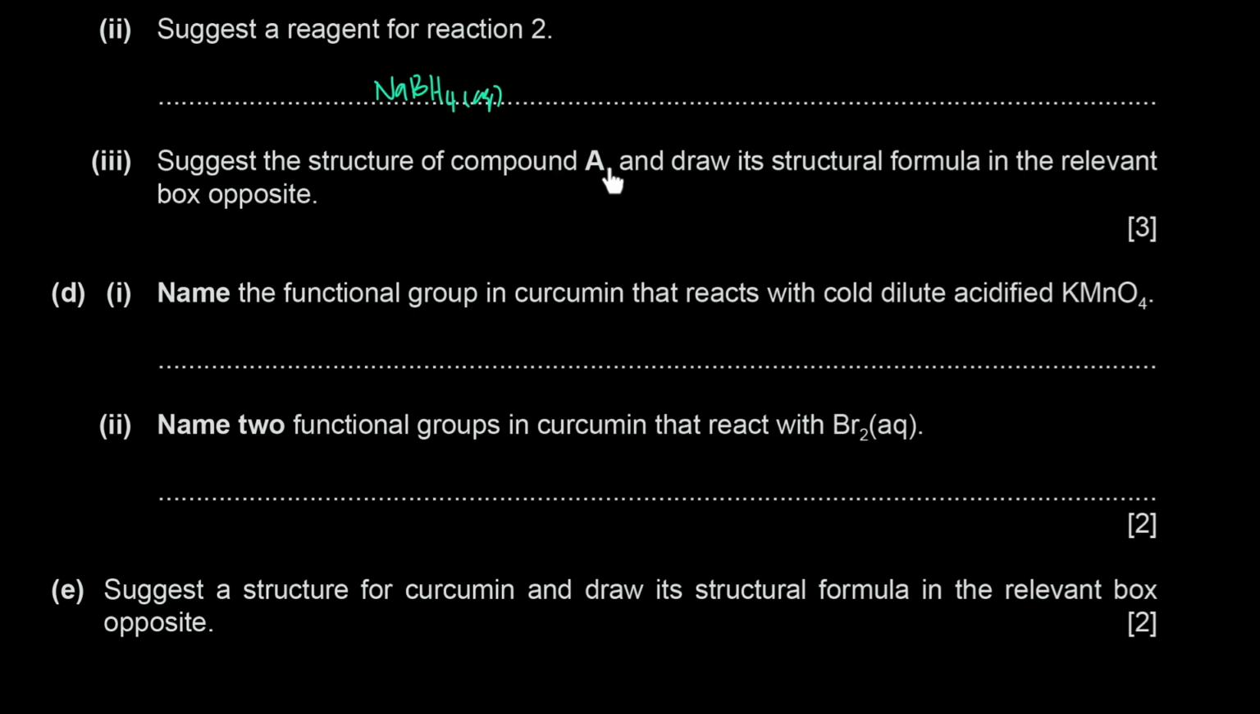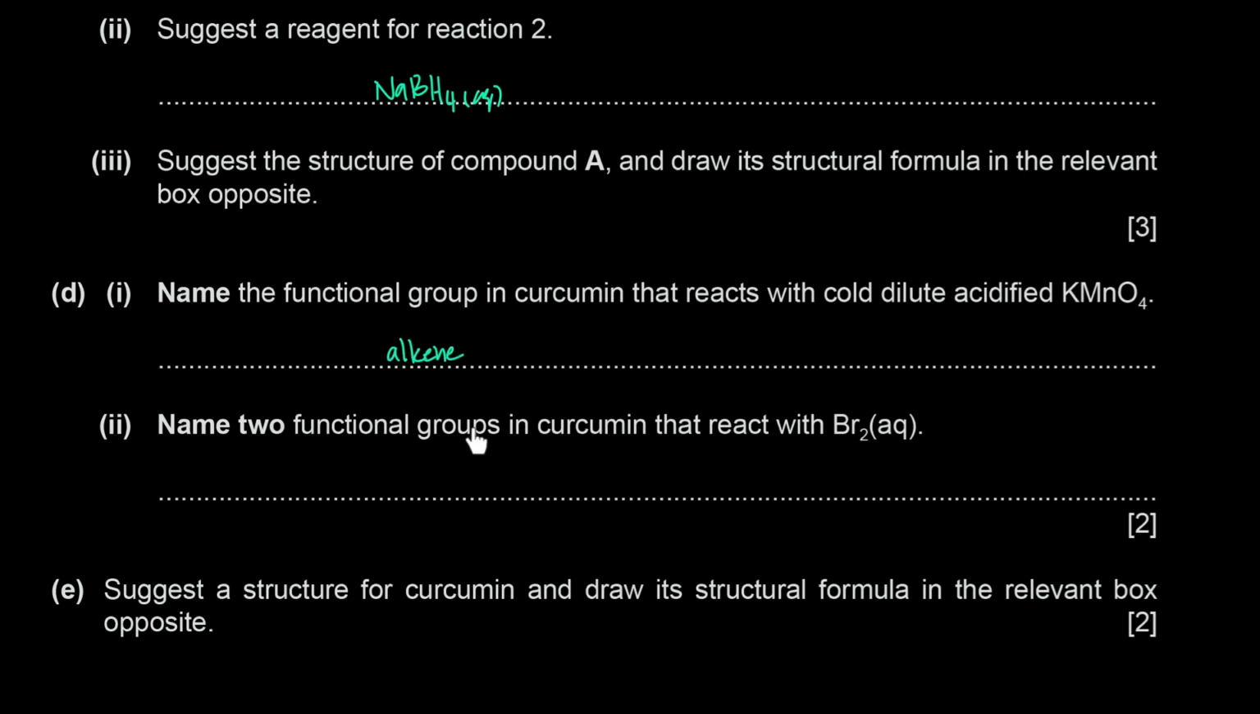Suggest the structure of compound A and draw a structural formula in the relevant box opposite. We've already drawn the structure for compound A, where we had the 2 ketone groups. Name the functional group in curcumin that reacts with cold dilute acidified KMnO4. We already know that those are alkenes. Alkenes react with cold dilute acidified KMnO4.